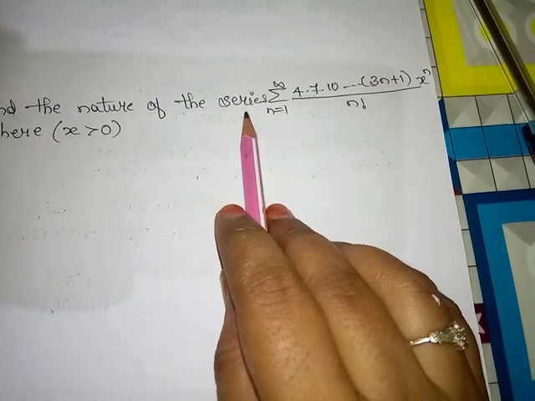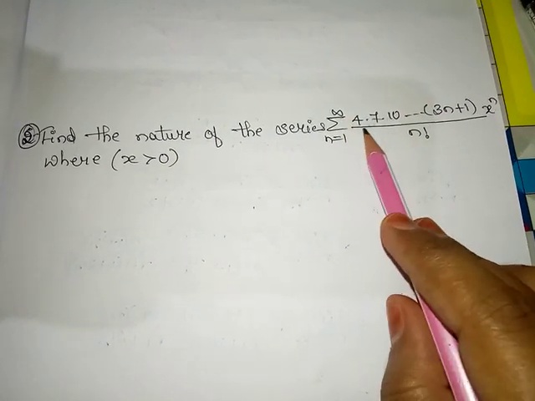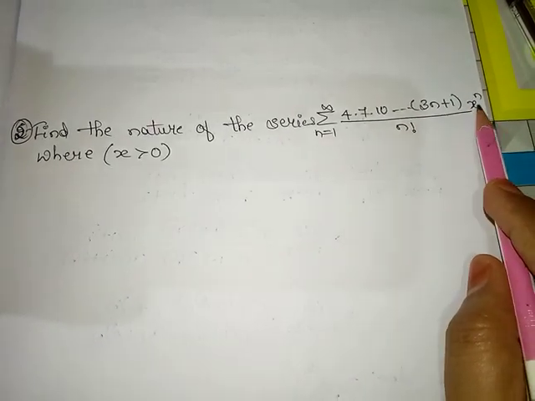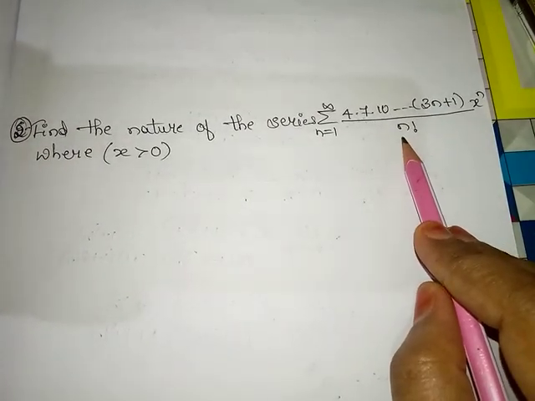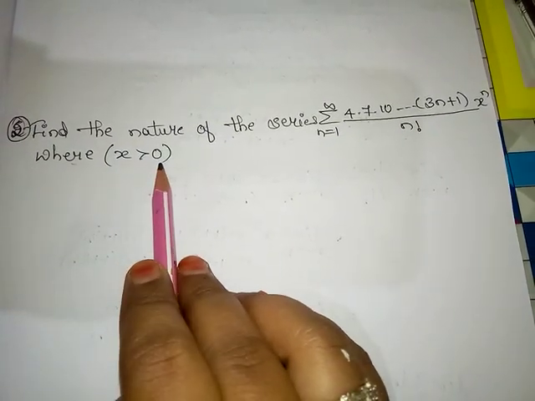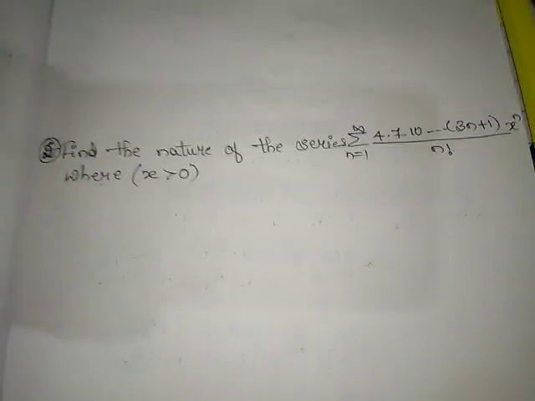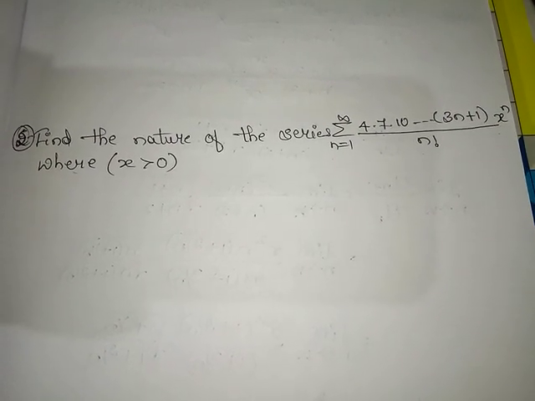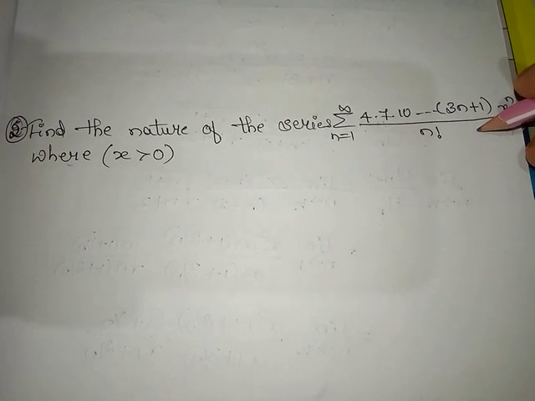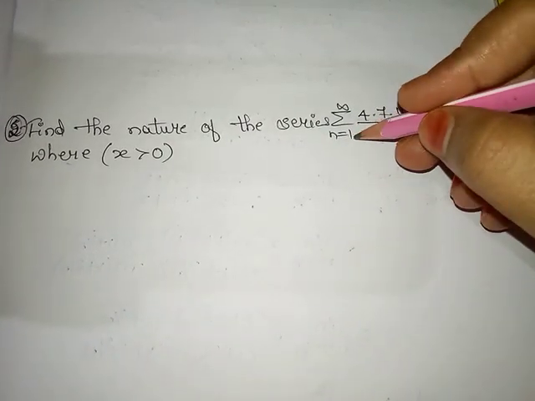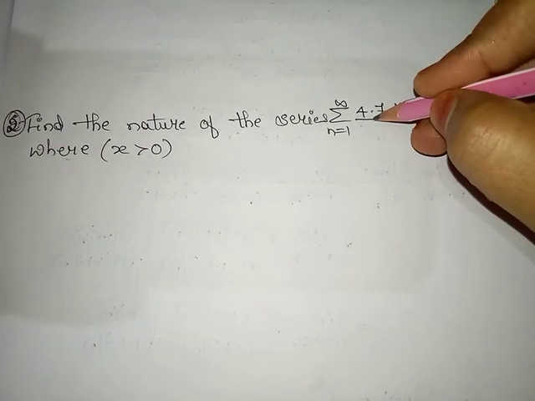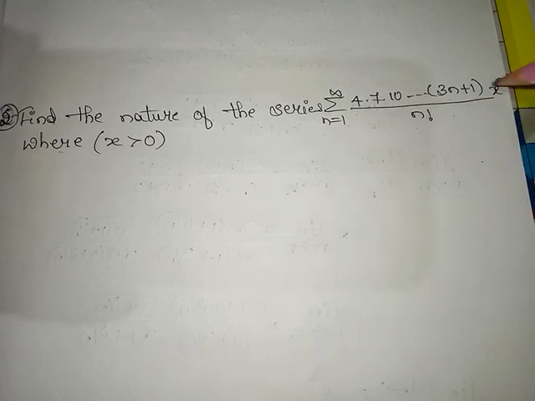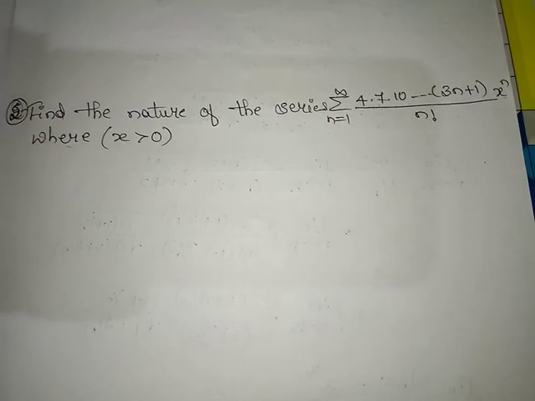Find the nature of this series: summation n running from 1 to infinity, 4 7 10 so on to 3n plus 1 into x raised to n divided by n factorial, where x is greater than 0. Here the condition is given, that is x is greater than 0. It is not necessary to find the un here because they have already given the nth term of the series, that is summation n running from 1 to infinity of 4 7 10 so on 3n plus 1 divided by n factorial, whole term into x raised to n.